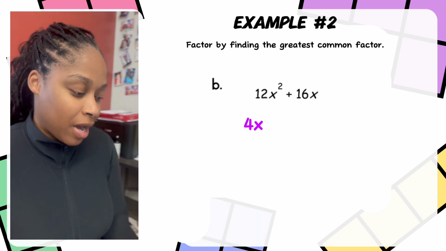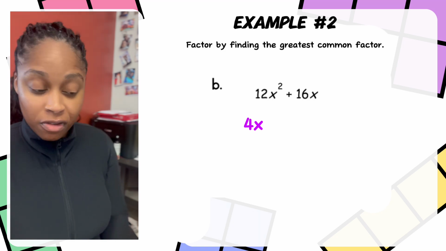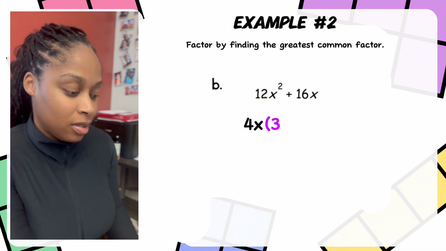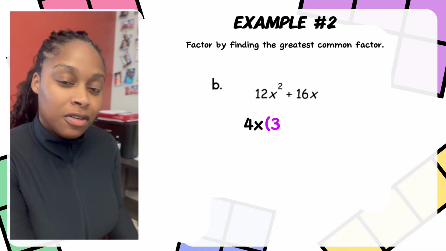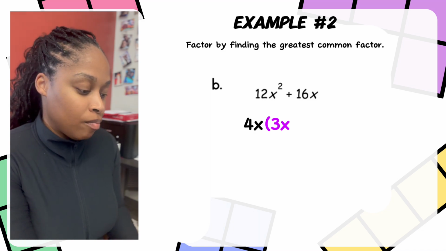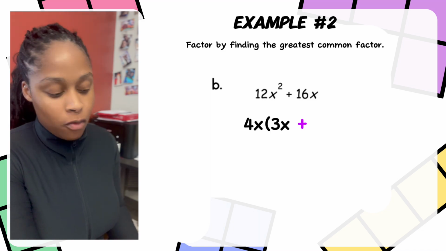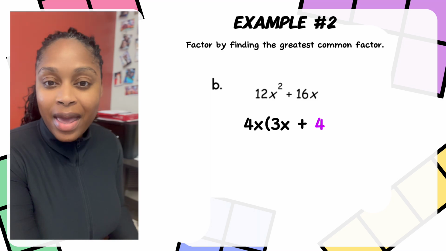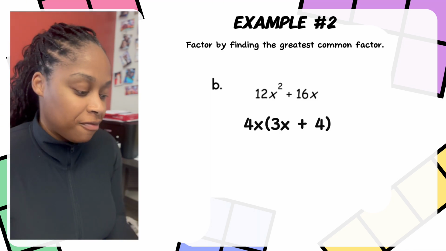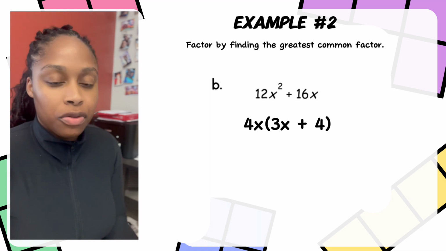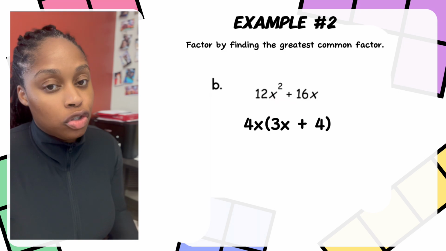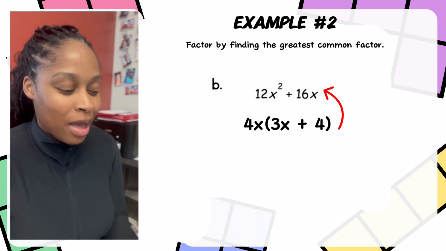Okay, so now I need to divide. Let's do the numbers. 12 divided by 4 is 3. So I know the first term is going to have a 3 on the inside of my parentheses. And then x squared divided by x is just going to leave me with x. Okay, now I have my plus sign. 16 divided by 4 is 4. And then x divided by x just gives me 1, so I don't need to put an x there. So my final answer is 4x times 3x plus 4. And if I were to distribute that 4x, I would get the original problem, hence knowing that my answer is correct.